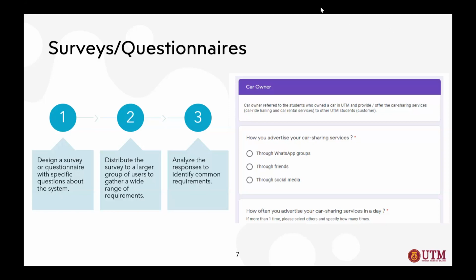Wait, I read the question first. Usually, how many people should be interviewed to best get information regarding user requirements? Is one enough or should I interview at least 3 people?